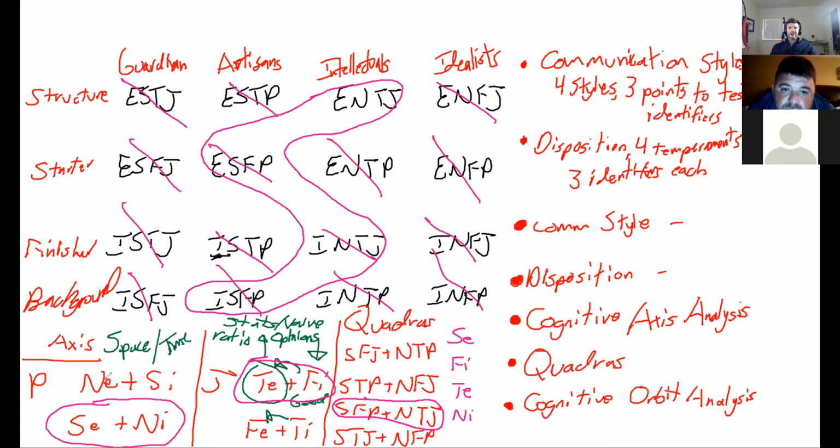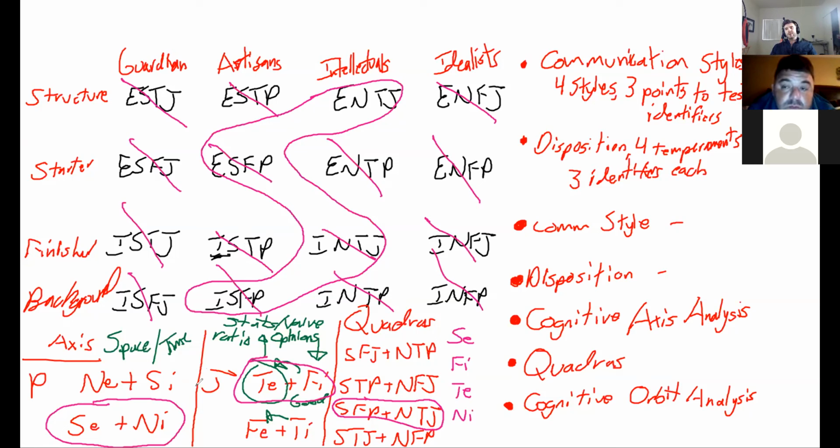So when you combine cognitive access analysis to quadras, you will eliminate 12 types at most to get to 4, and then you use communication styles and disposition to solve for the final 4, basically. So use the vectors in that regard.